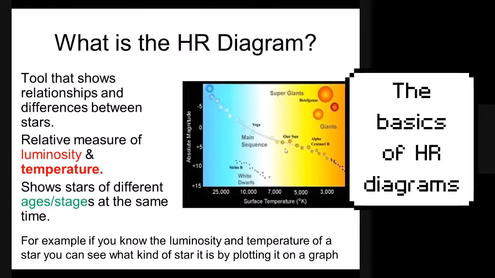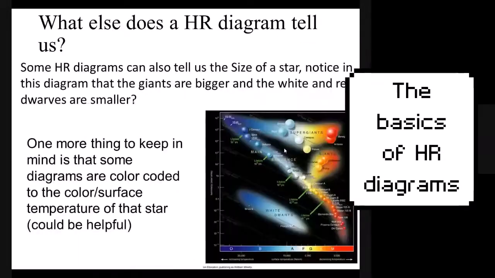This one also gives you the color. So it just depends. There's hundreds of different HR diagrams out there. Just keep your eye out and know that they all follow the same trends. They always have luminosity increasing upwards and temperature increasing leftwards. I'll go more on that in a second here.